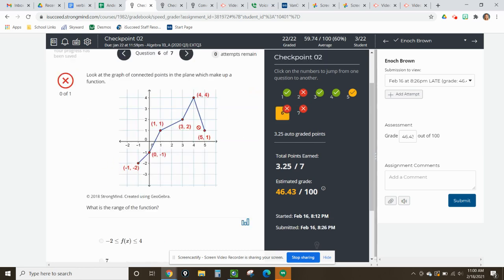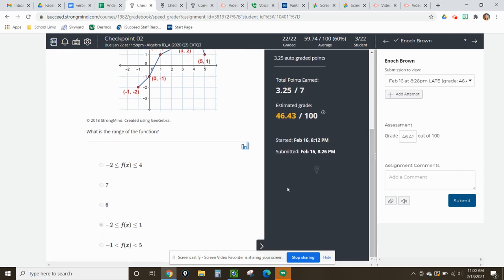So here's the graph, and it says, what is the range of the function? Range means the y values. So we're looking at the y-axis, and I want to see which values I have here. So I have a point at -2, I have a point at -1, I have a couple points here at 1, I have a point at 2, and a point at 4. So it looks like I have points from -2 up to +4. And so I'm looking for an answer here that would say from -2 to +4.